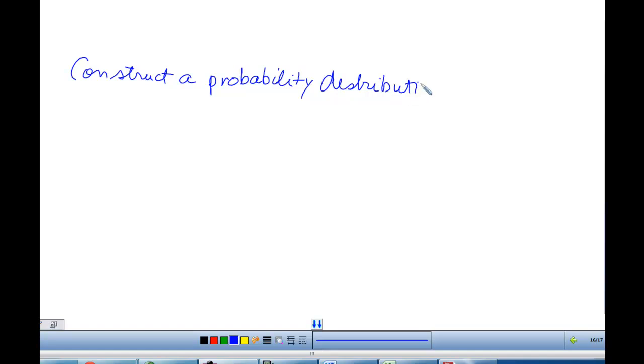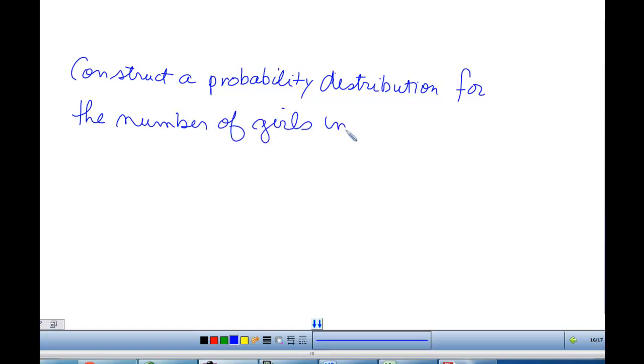Okay, a simple example of a probability distribution would be, let's say I ask you to construct a probability distribution for the number of girls in a family of 3 children.